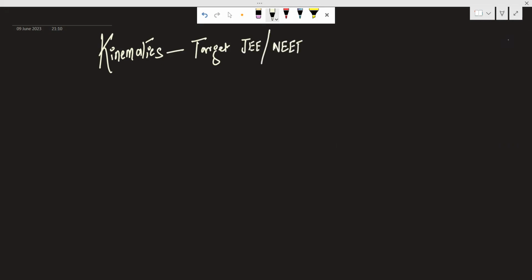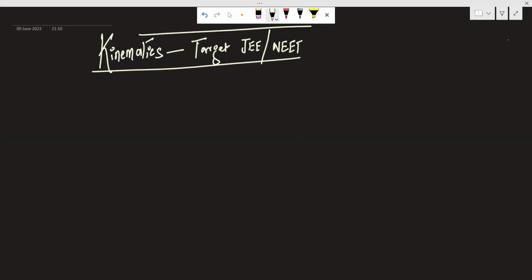Okay, so today we will start with the part of kinematics. So what are the key points in this chapter? ठीक है, এই chapter-এ key points কী আছে, আমরা আগে একবার just revise করে নিই.